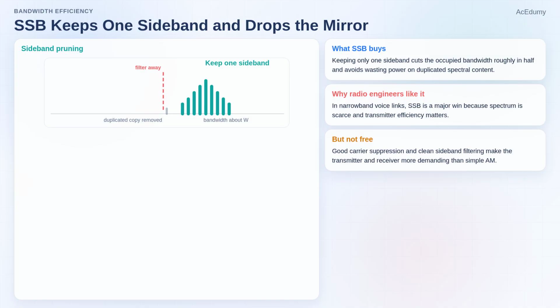The result is powerful. The occupied bandwidth drops from about 2 times the message bandwidth to about 1 times the message bandwidth. At the same time, power is no longer spent on a duplicated spectral copy. That is why SSB became so important in narrowband voice radio and long-distance communication. Its price is higher implementation difficulty, because generating and receiving a clean single sideband is more demanding than simple AM.